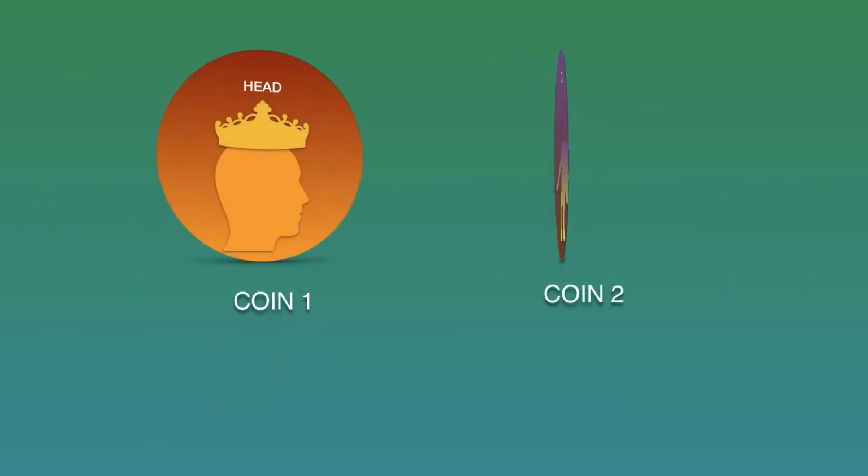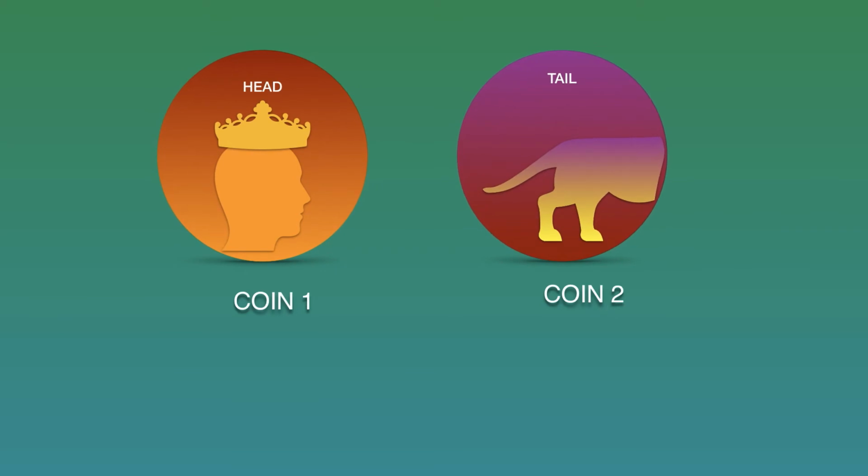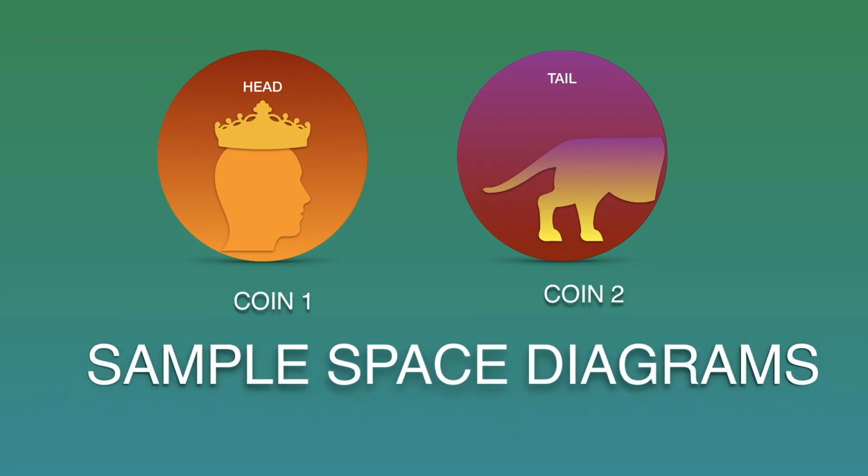When two things are happening at once, for example, flipping two coins at the same time, it is much easier to work out the probability if you list all the outcomes in a certain logical order or use something called sample space diagrams.